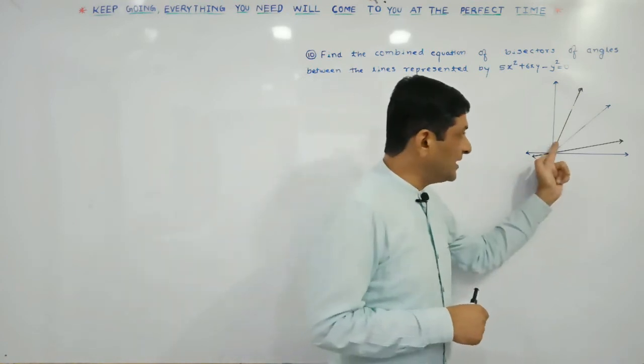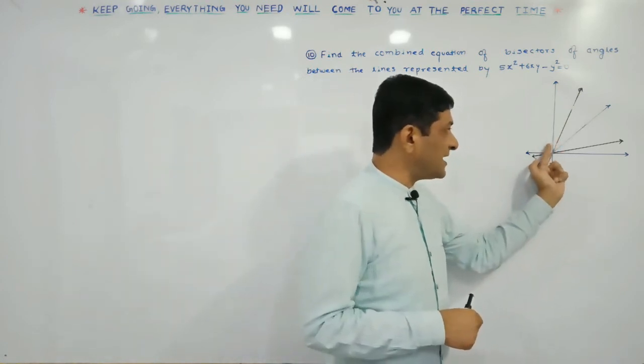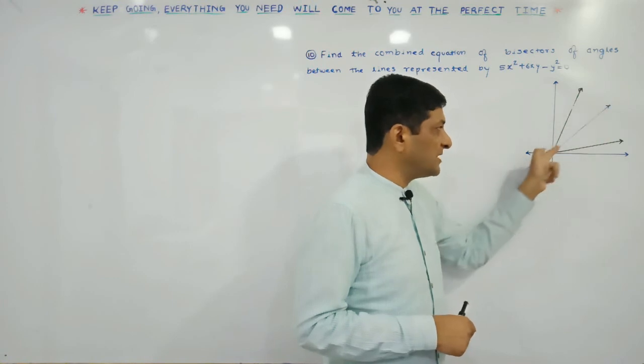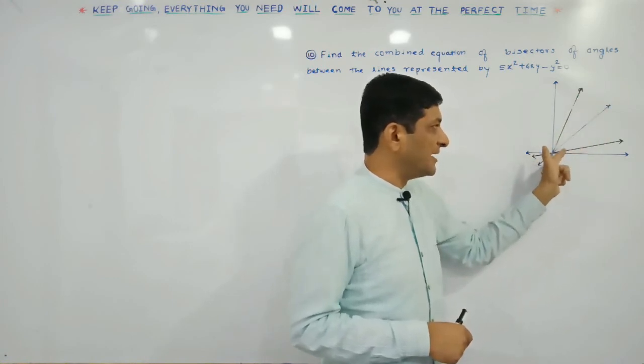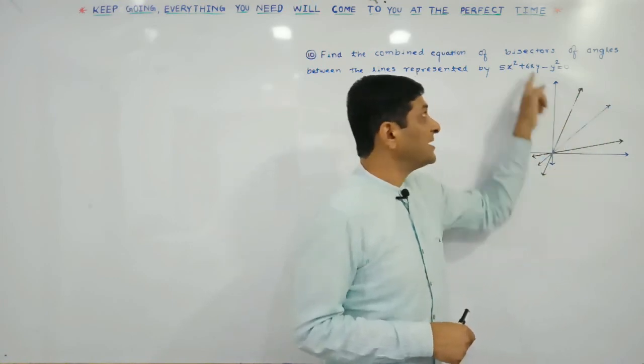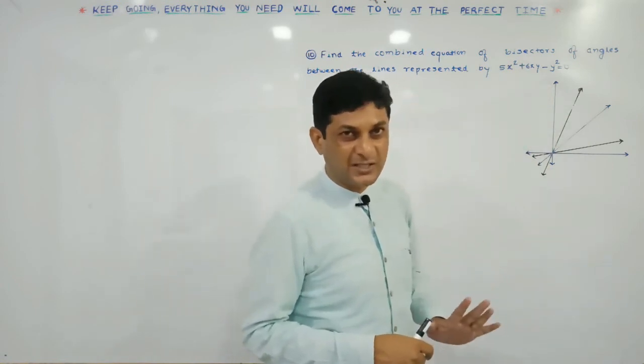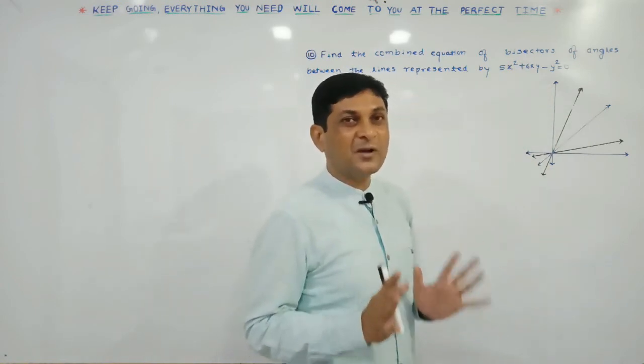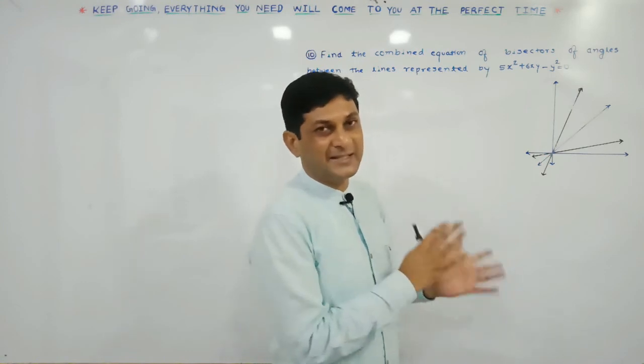So this is one angle between these two lines and this is the other angle between these two lines. Let this be the line which bisects this angle between the two lines represented by this equation, isn't it? And we have to find the combined equation of such angle bisectors.